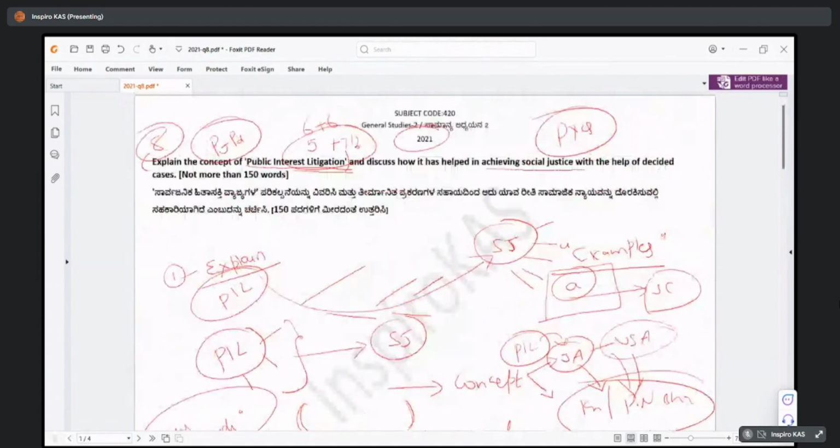If you simply say in general that it gave women rights, it gave this, it gave that, it protected tribal rights. Yes, tribal rights are protected. Which case? That's what I'm looking at. Yes, it is provided to so and so.